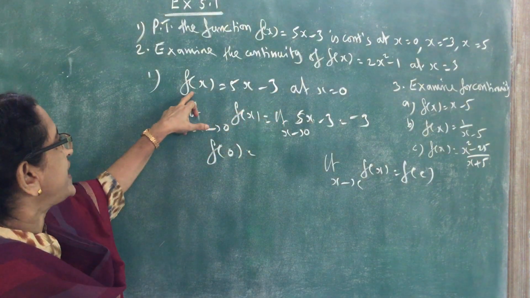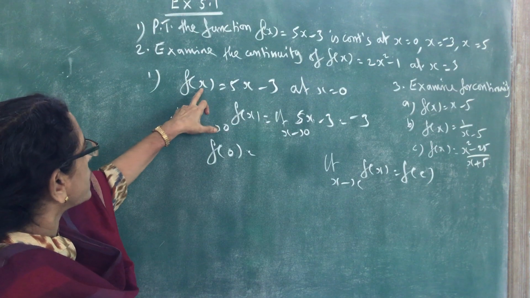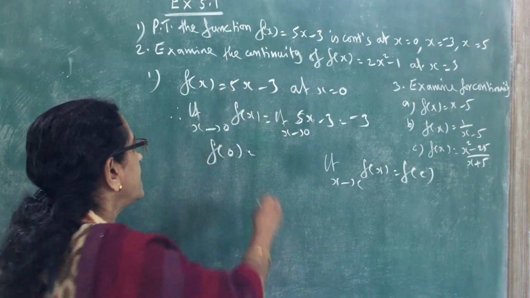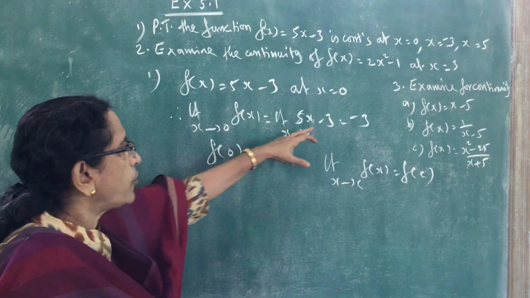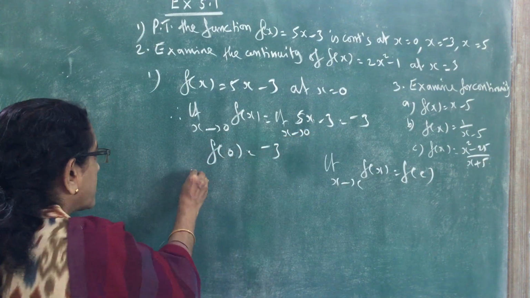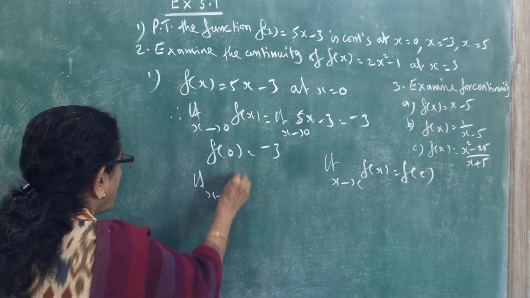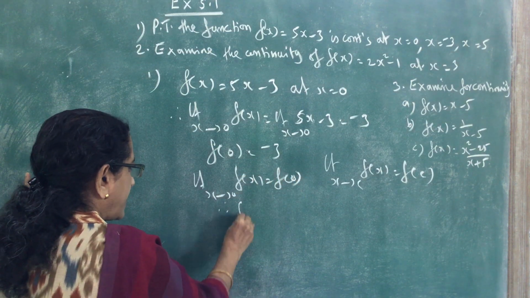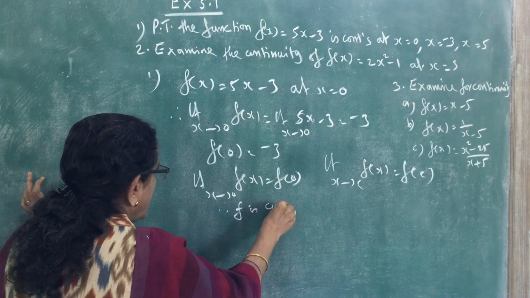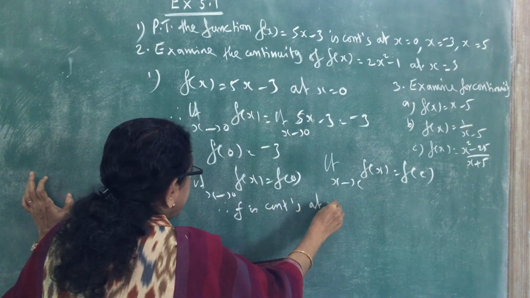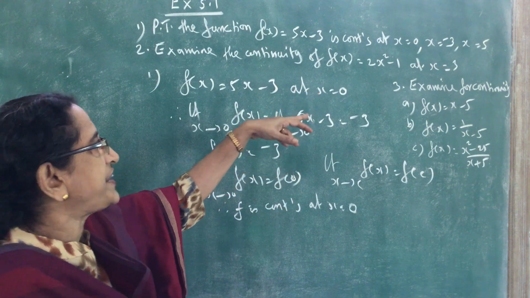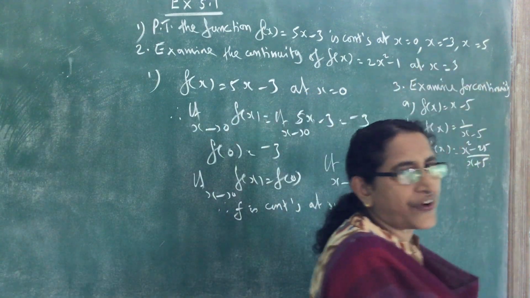It is the value of the function when x equal to 0. So put x equal to 0 here. 5 into 0, minus 3, so minus 3. So here both are equal. Therefore, limit x tends to 0, f of x equal to f of 0. Therefore, f is continuous at x equal to 0. Now similarly, we have to check the continuity at x equal to minus 3 and x equal to 5.